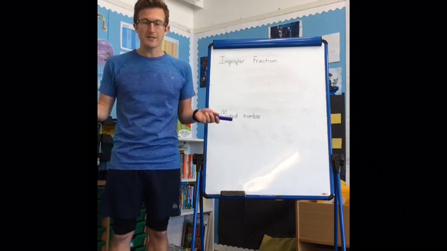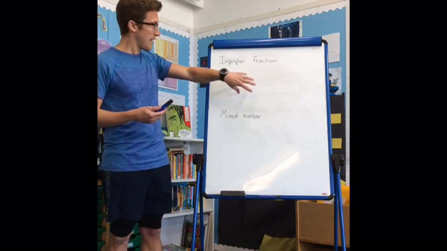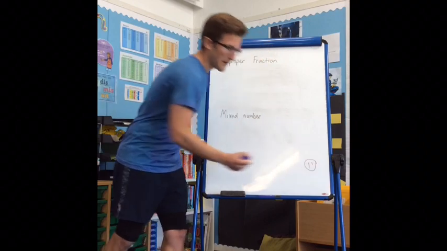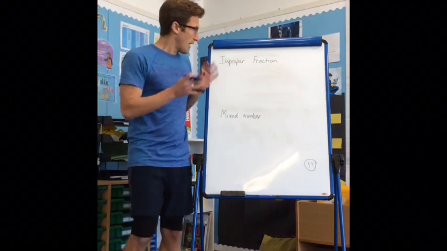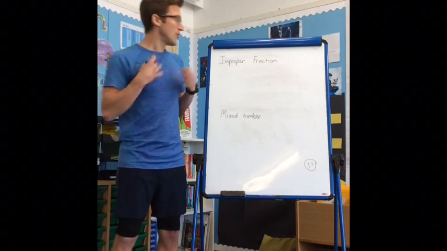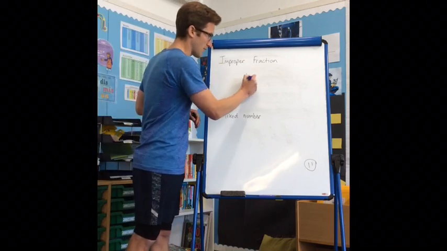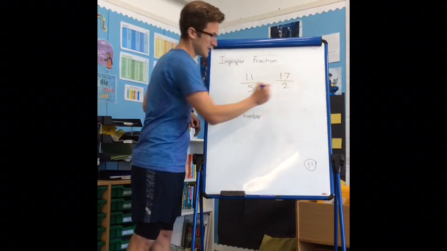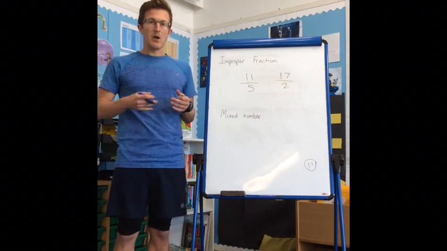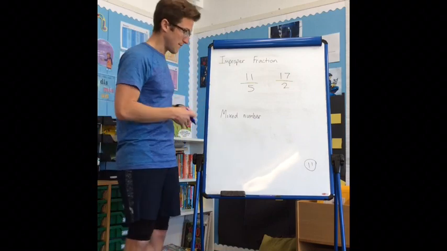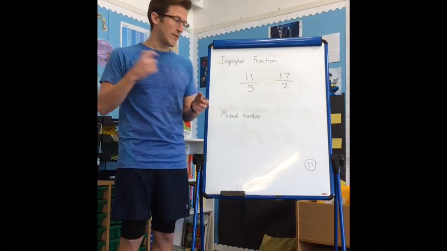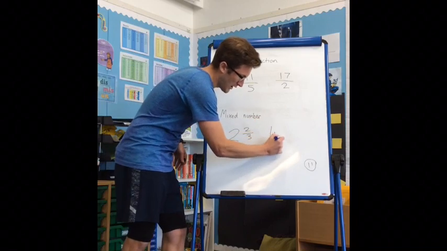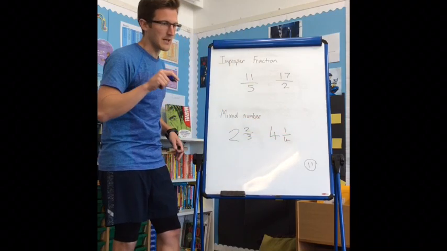Okay, so first things first, can you write down an improper fraction and a mixed number fraction? Don't forget, you can pause whenever you like. Now, an improper fraction is where the numerator is larger than the denominator, so you've got something like maybe 11 fifths or 17 halves. And a mixed number is where you have a whole number and a proper fraction, where the numerator is smaller than the denominator. So you might have 2 and 2/3, or you might have 4 and 1/4. No, 4 and 1/4. Don't say fourths.